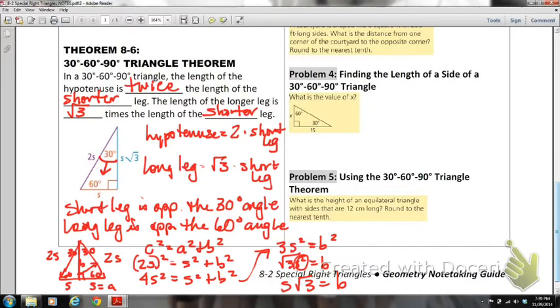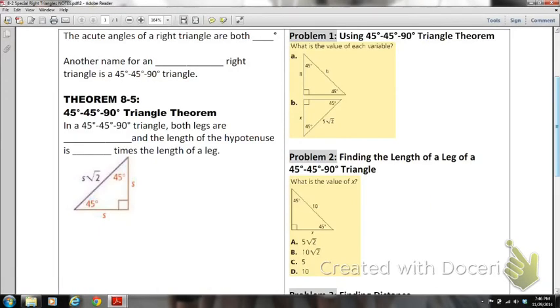So let's look at some problems and apply these formulas. In problem 1, we're using a 45-45-90 triangle, which the formula says that the hypotenuse is equal to a leg times the square root of 2. Doesn't matter which leg you use because it's an isosceles right triangle. They're both the same length. So here, the hypotenuse is h and the leg is 8 times the square root of 2. And that's how you can leave the answer as 8 times the square root of 2.